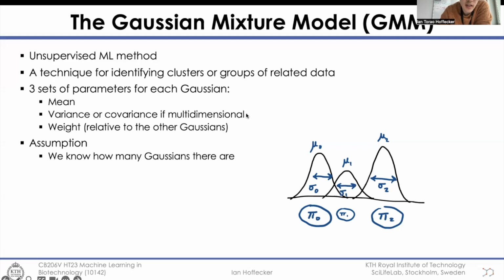And so there's 3 components that we need. So 2 of them are familiar. So they're the parameters of each Gaussian. So each Gaussian has a mean and a variance, or if it's a multi-dimensional Gaussian, a covariance matrix. And the third thing that is new is a weight. So how big or how much data is coming from these different Gaussians. So here I've drawn relative weights, and we denote these with the Greek letter pi. And there's one big assumption that goes into this model, which is that we know how many Gaussians there are going to be.